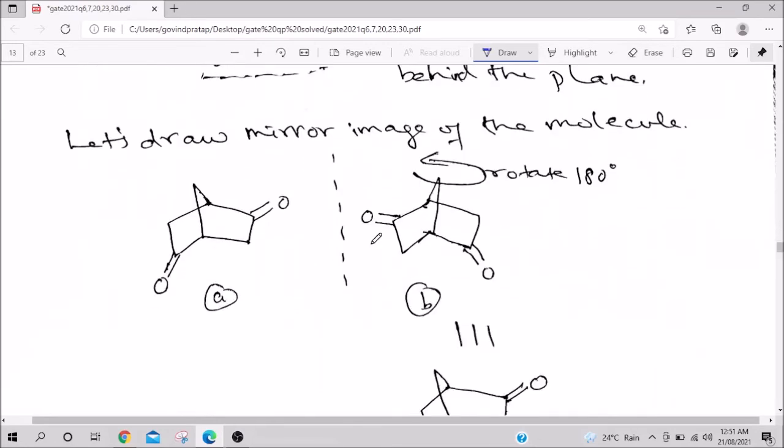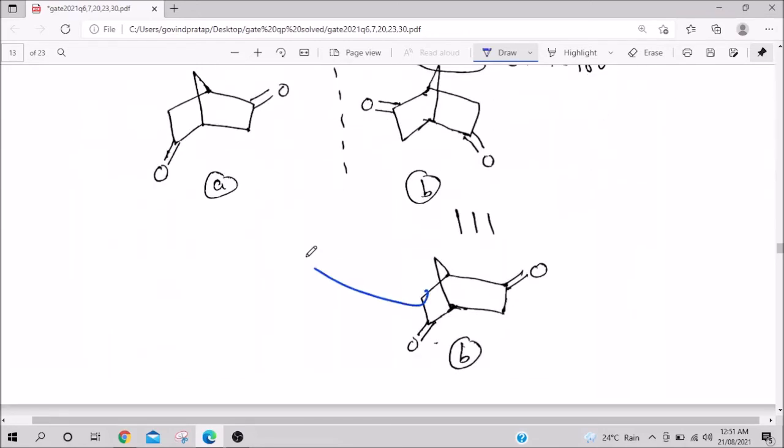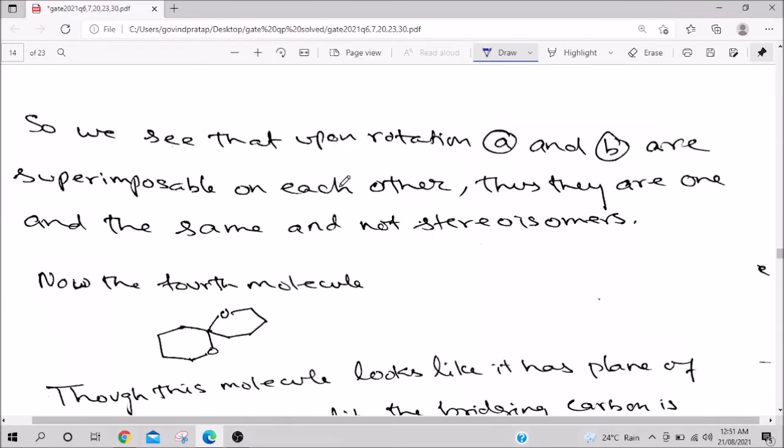Why inactive? Because see, you draw the mirror image and see. Draw the mirror image, rotate it 180 degrees. And what you see is one, two, and these two are exactly sitting on each other. They are superimposable. So if they are not different, how can they show different properties? How can one rotate light in the left direction, one in the right direction? So they do not show stereoisomers. Let's move to the next molecule.